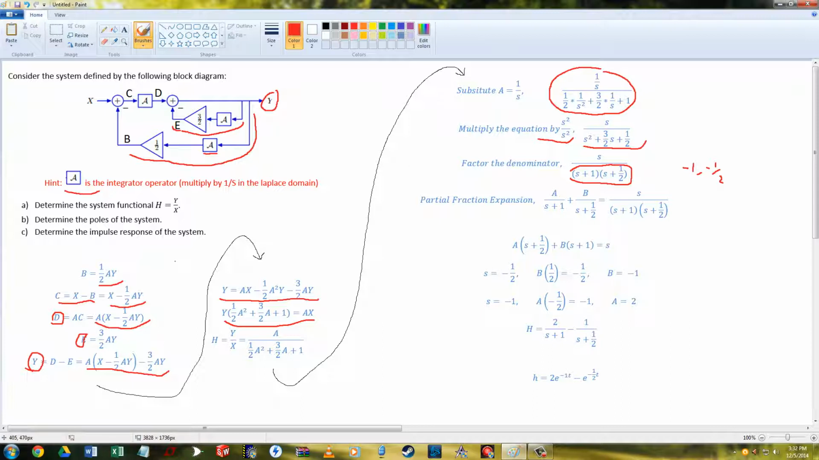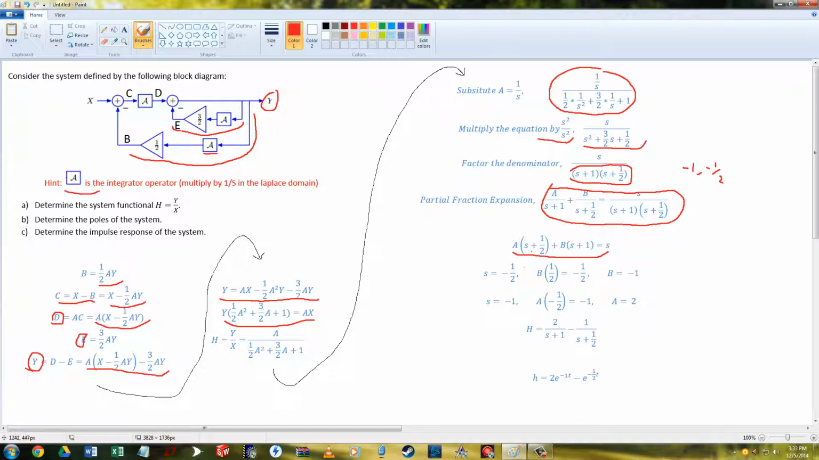The impulse response is a time domain function, so we'll have to take the inverse Laplace transform of our transfer function. In order to do that, back to the basics, partial fraction expansion will give us this equation right here: A over s plus 1 plus B over s plus 1/2 equals our original transfer function. Essentially, you multiply through by the denominator, and you get A times (s plus 1/2) plus B times (s plus 1) equals s.